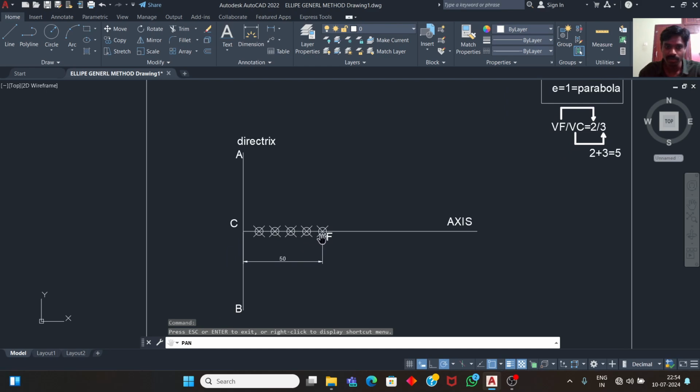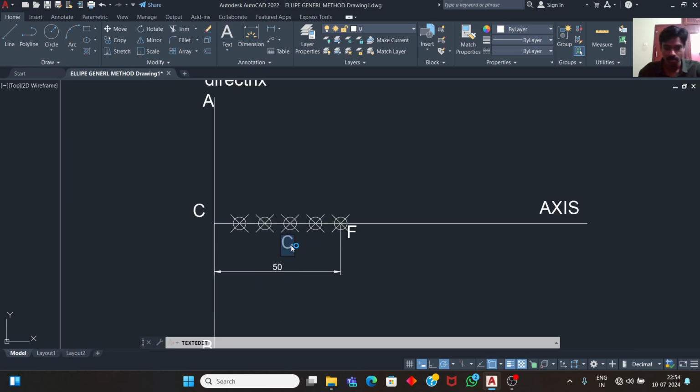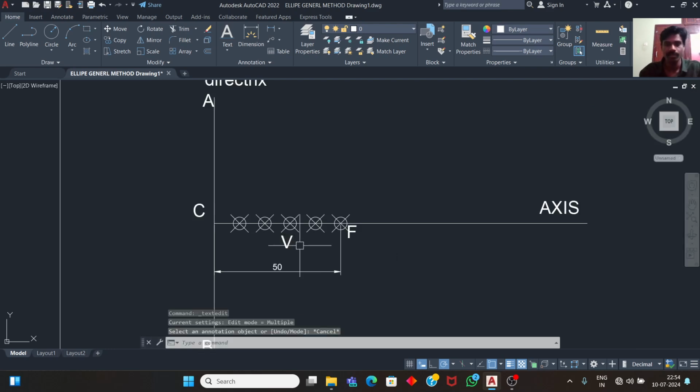From the focus, the second point. This is the vertex point. So give the notation. Double click on it, type E. This is the focus and this is the vertex.